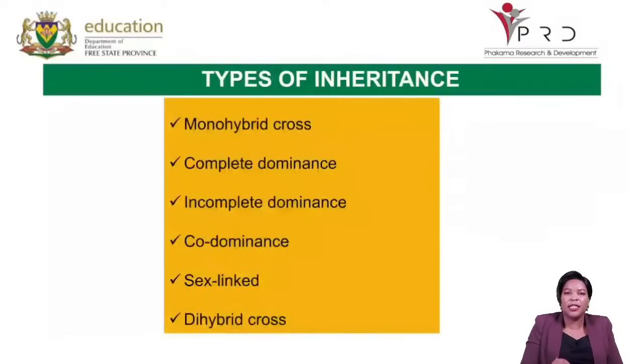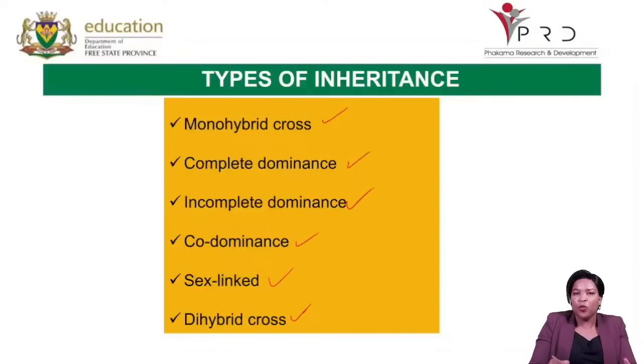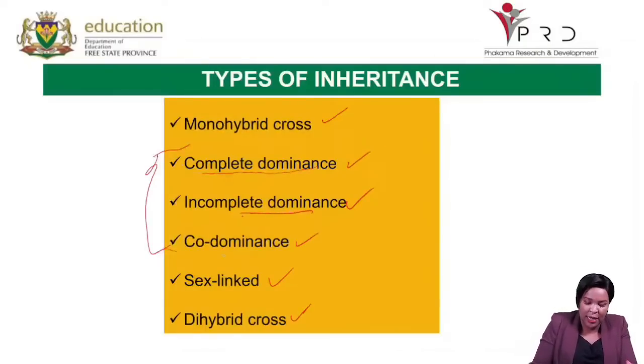Then types of inheritance. When you were doing all the crosses, you checked there are monohybrid crosses, complete dominance, incomplete dominance, co-dominance, sex-linked, and dihybrid. Now, what is a complete dominance? I'm interested in these ones to check. Do you know when we say this is a complete dominance? When do we say it is an incomplete dominance? And when do we say it is a co-dominance? You must be able to identify that in the question that you are given.